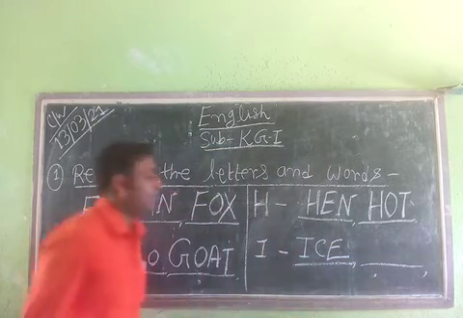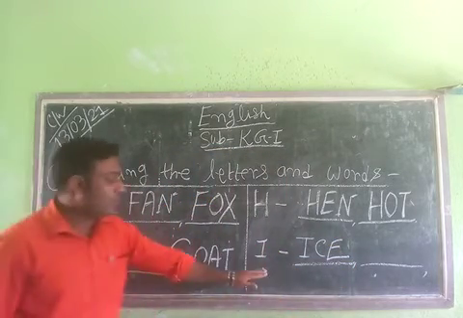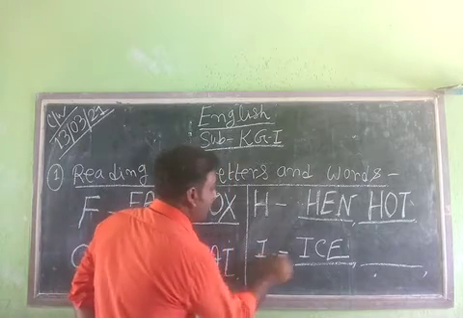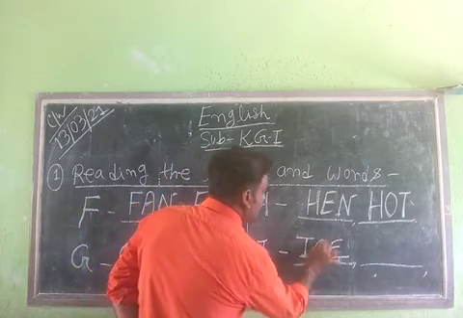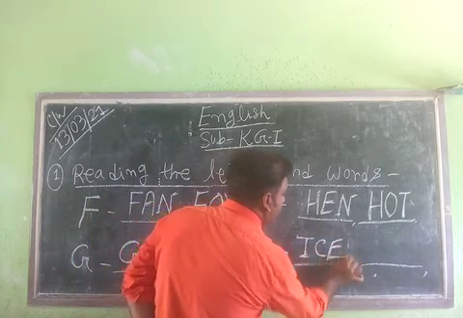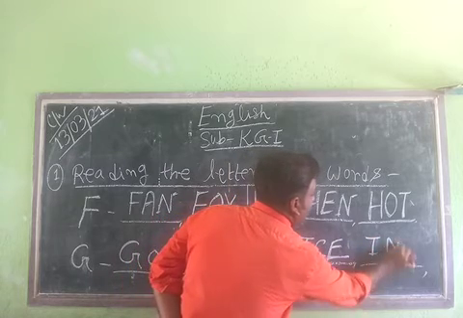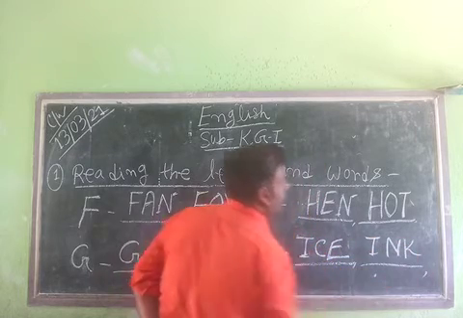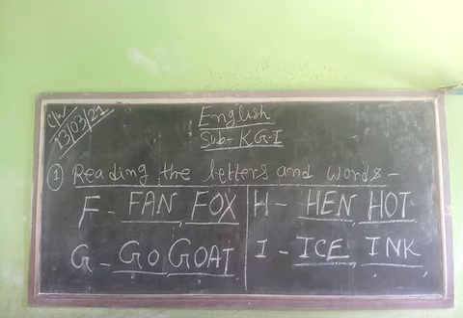Okay. Next, I for I-C-E, ice. I for, look at the board, I for I-C-E, ice, and I-N-K, ink. Okay, I for I-N-K, ink.